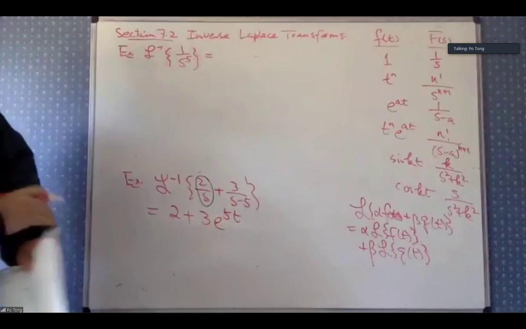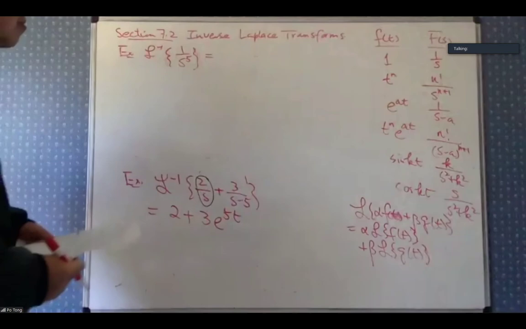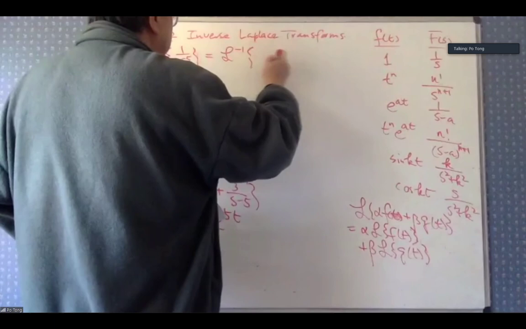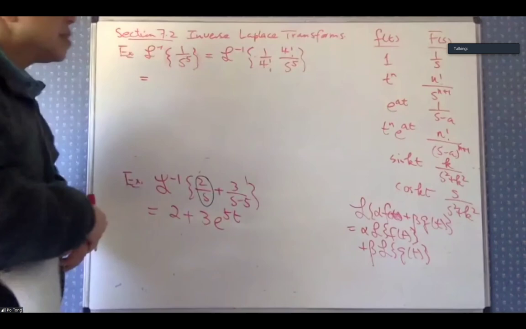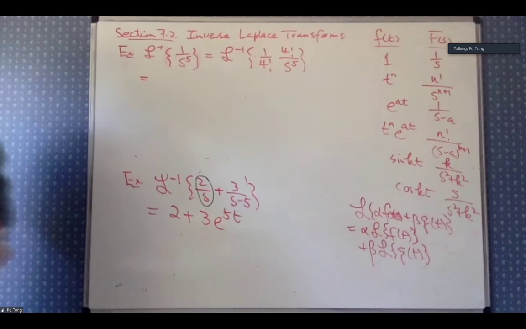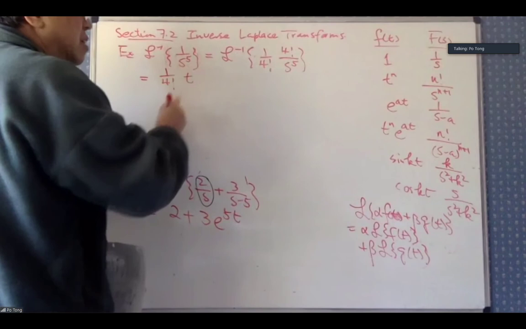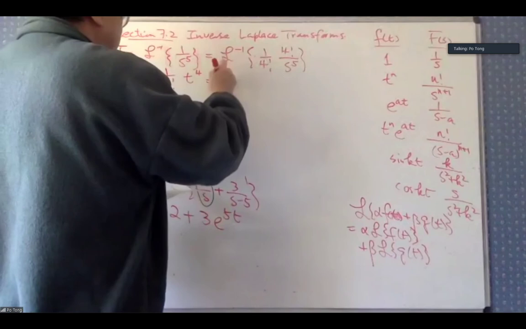What do you think it is? Look at this guy. We want to think about this as the inverse transform of 1 over s to the power 5. So we would do s to the power 5, 4 factorial, 1 over 4 factorial. You guys know what is going on? I put the 4 factorial there so they look like this. It will be 1 over 4 factorial, t to the power what? 4 or 5? 4.